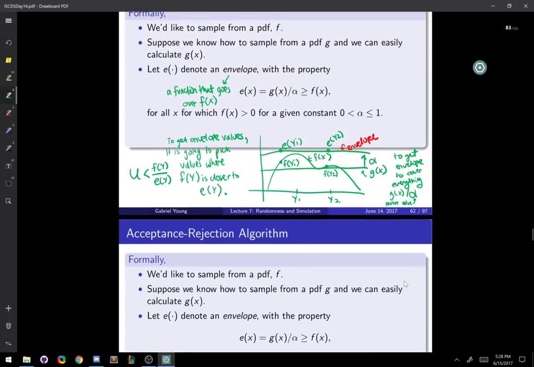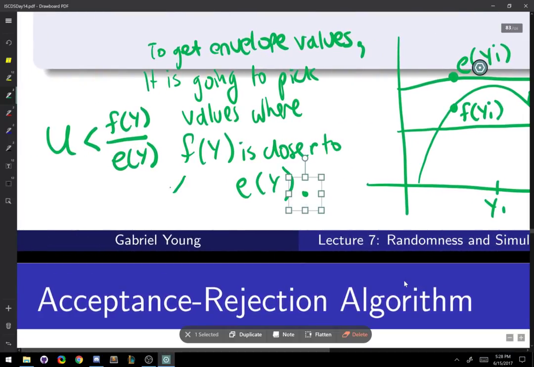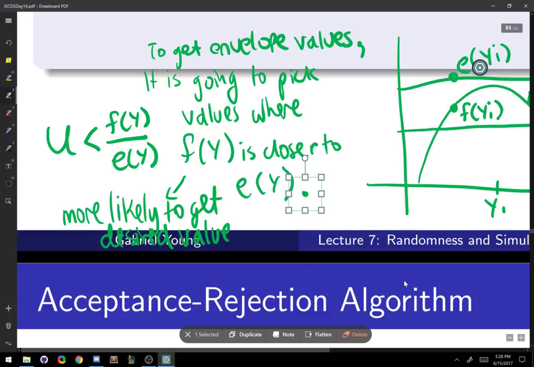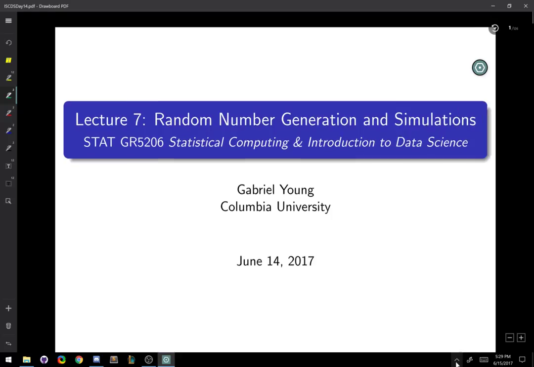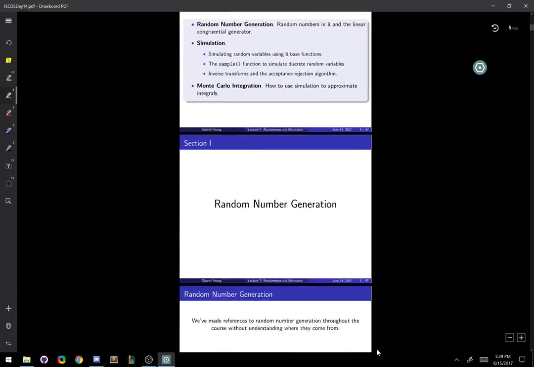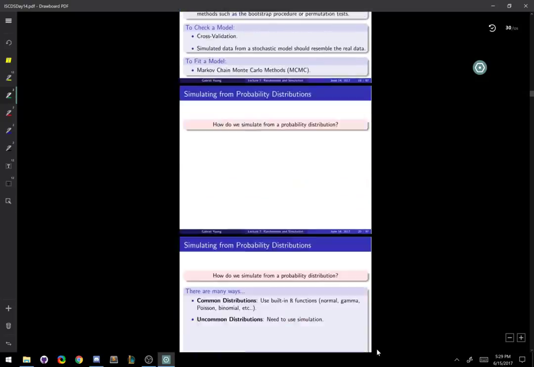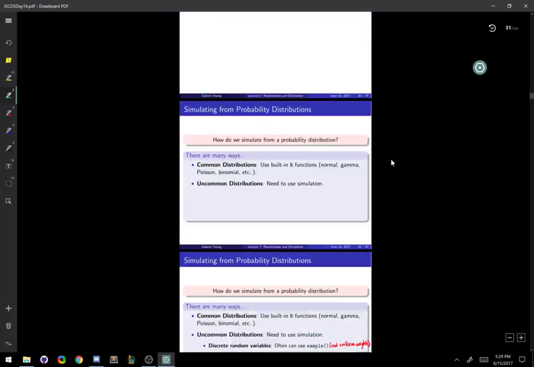Yes, absolutely. U is a uniform draw. So typically we use the letter U to be over the unit interval. So why, if U is less than f over g, do you accept y? If you pick a random draw from G first, and then you evaluate and look at this divided by this, and it's bigger than a random uniform, then it's saying that draw is more likely to come from f.